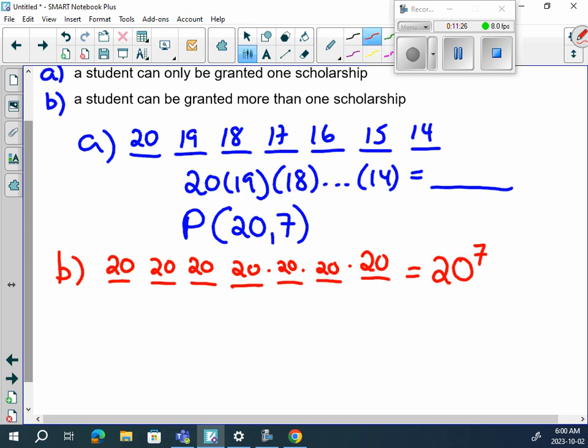And so that is your number of different ways students can earn scholarships. There are 20 students available. There are that many different possible ways to give those 7 scholarships to those 20 students.